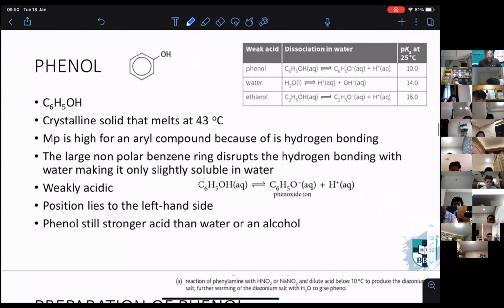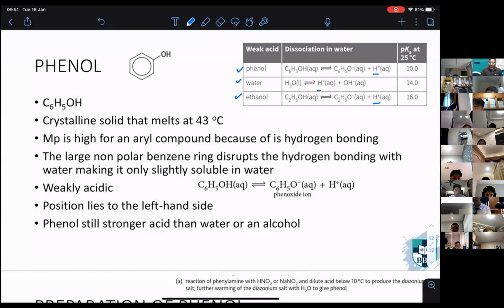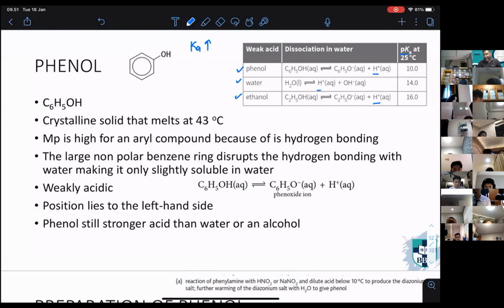Now we are going to come into phenol, the one that I introduced to you yesterday. Phenol is generalized as a weak acid, similar to water and ethanol. So they are incompletely dissociated to give you H+. They are partially dissociated. When we look at a weak acid, generally we look at the pKa or the Ka value. If you have a higher Ka, it means more dissociation, so the weak acid is more acidic.